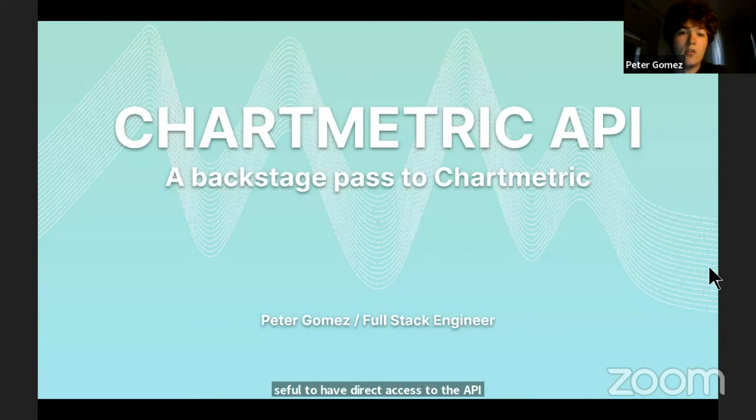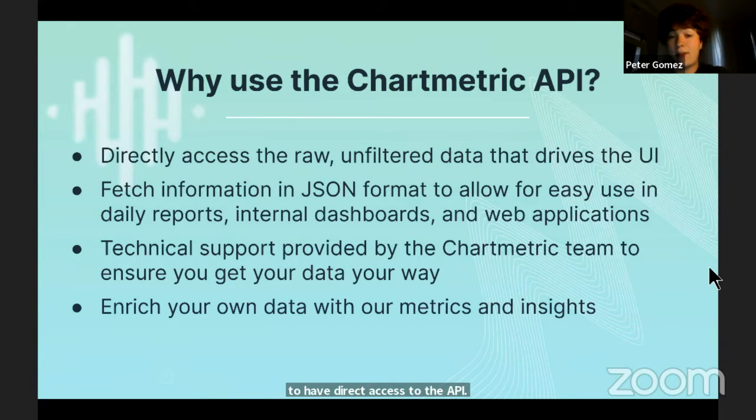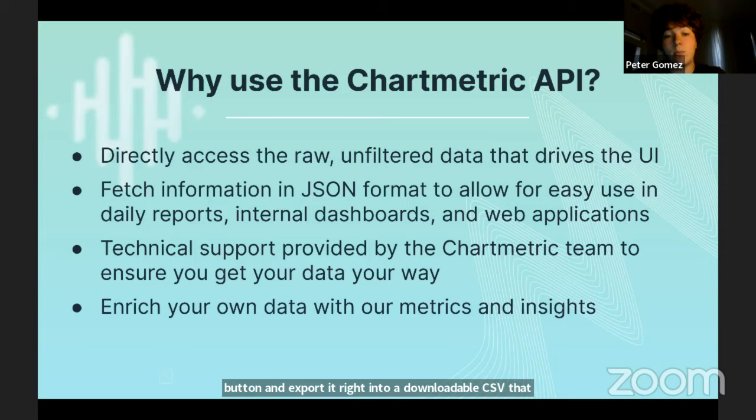So why would you? Like I mentioned, you have raw, unfiltered data you're able to access through the API. It's a bit more direct than the user interface, which does let you export CSVs. For most of our charts, you can click a button and export it into a downloadable CSV that you can attach to emails or include in reports. But this API sends you everything in JSON format. Anybody who's worked with web development will know that is your ideal mode of transport for data.